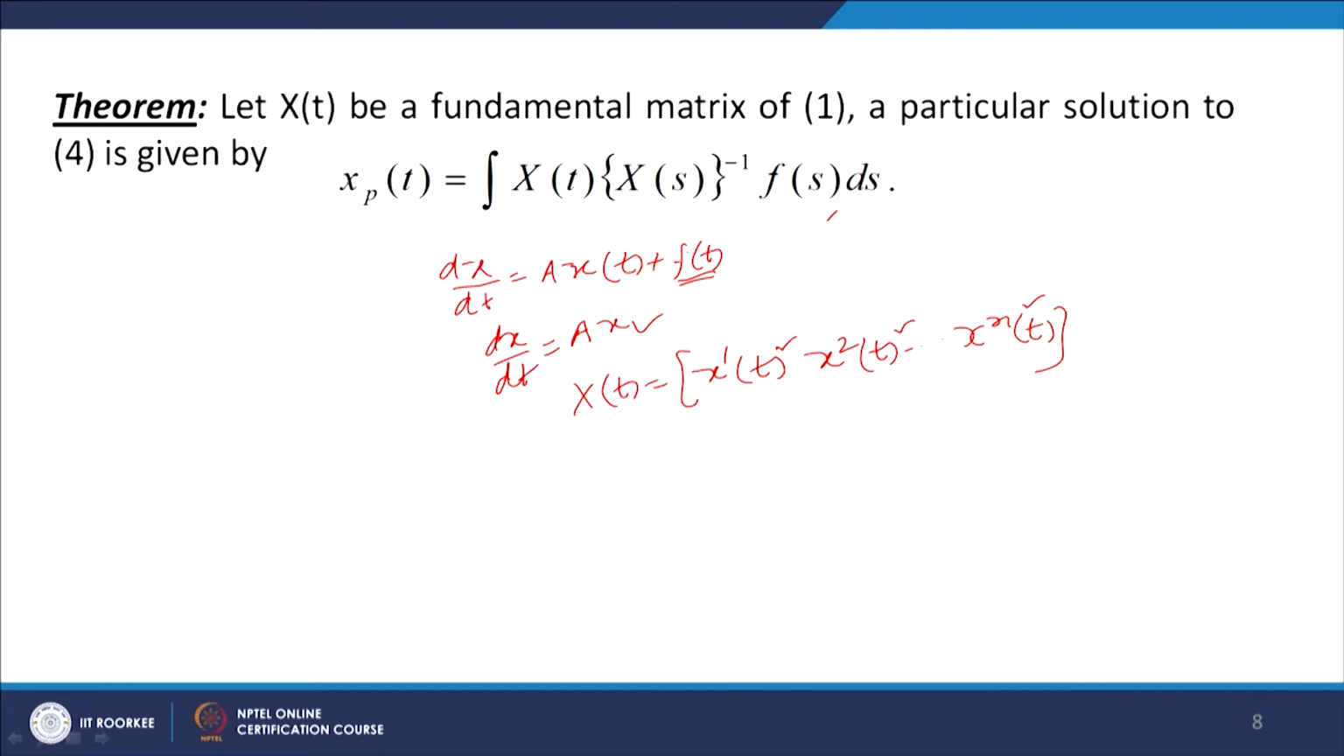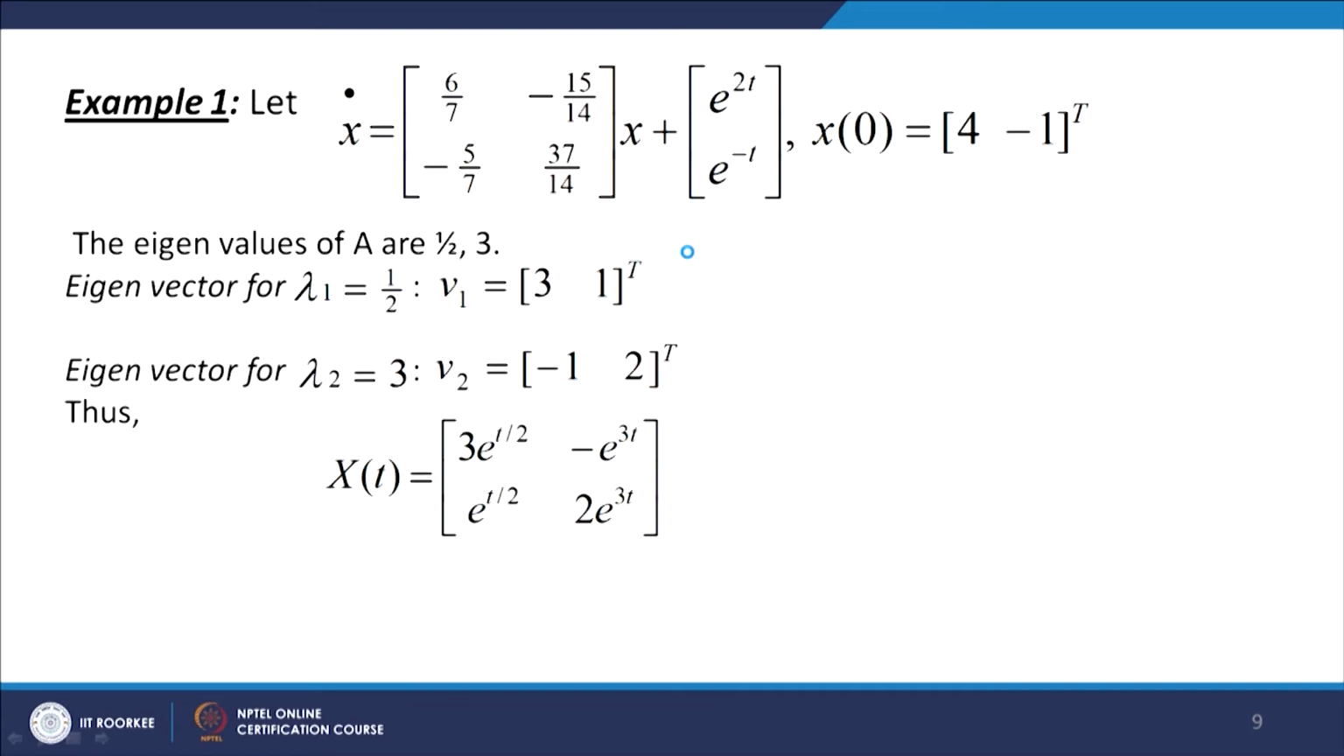Okay. So, we know xp(t), and then we add xc(t), the general solution of dx by dt equal to Ax, to that, and have the general solution x(t) equal to xc(t) plus xp(t) of the system 4. So, let us see how we go about it.